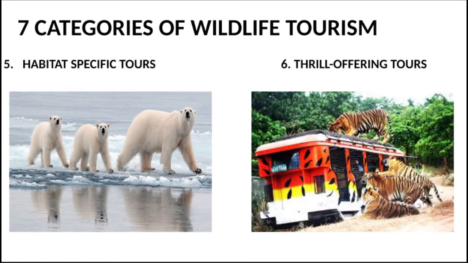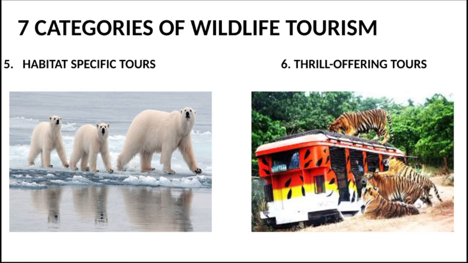Next one is the habitat-specific tours. So, this focus on areas or regions rich in animal life. Okay? So, ibig sabihin, for example, etong nasa picture, yung mga polar bears. So, if you want to see yung habitats ng polar bears, you can go to Arctic Ocean. Kaya naman, if you want to see yung mga wildlife animals, such as, for example, mga tigers, giraffe, zebra, you can go to South Africa.